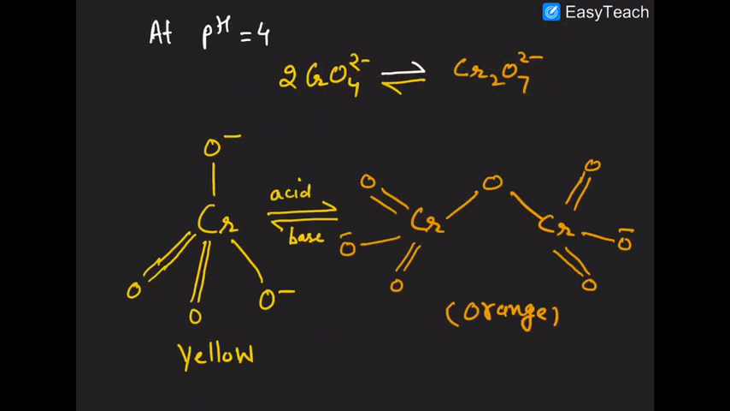Now at pH 4, dichromate and chromate. This is the chromate ion and this is the dichromate ion. The chromate ion is yellow in color while dichromate is orange in color. So at this pH the equilibrium exists, and in that equilibrium chromate and dichromate are interconvertible. When you add an acid to yellow colored chromate, it will transform into orange colored dichromate. And if you add a base to the orange colored dichromate, it will transform to yellow colored chromate ion.